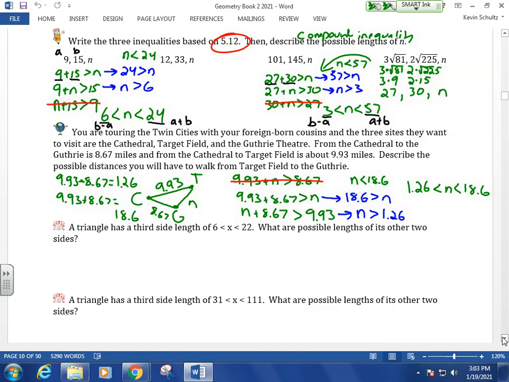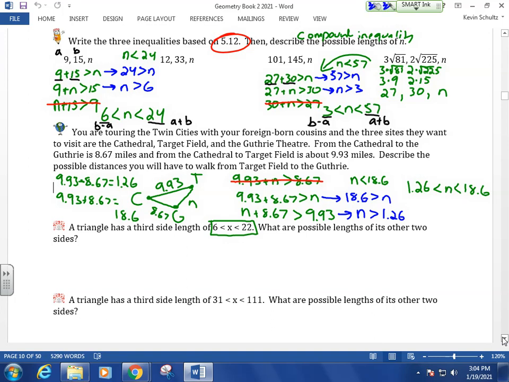The brain buster here says a triangle has a third side length of 6 is less than x is less than 22. What this basically means is that we've got this triangle. We know two of the sides, and based on those, we know that the third side is somewhere between 6 and 22. What are possible lengths of its other two sides? Well, what do we know?